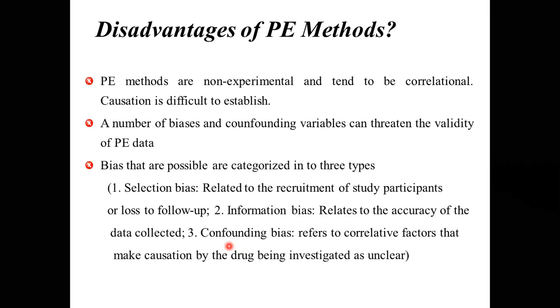The next one is confounding bias. Confounding bias refers to correlative factors that make the causation by the drug being investigated unclear. Correlative factor, that is what we were trying to understand. You compare the prescribing pattern of one city with another city and correlate whether they are correlating or not. So it is only a correlative factor. Actually, something is not done. So this leads to a kind of bias known as confounding bias.